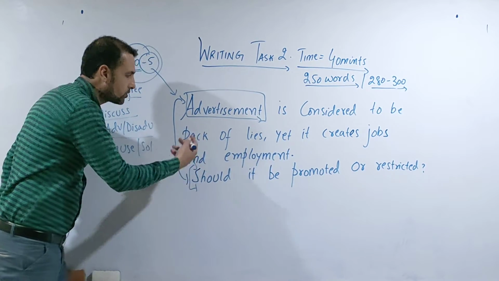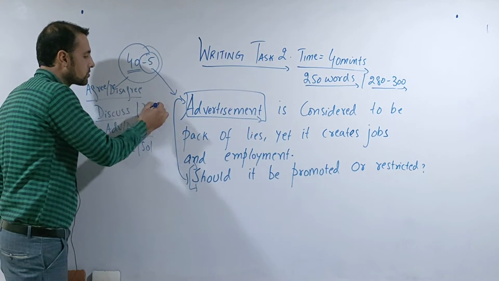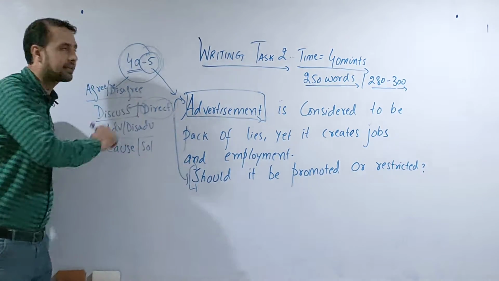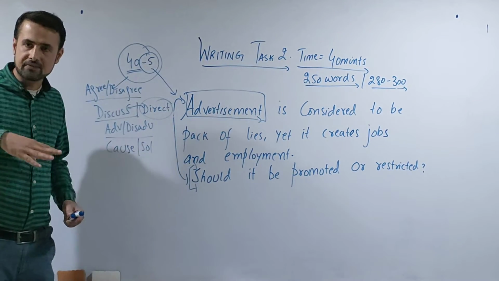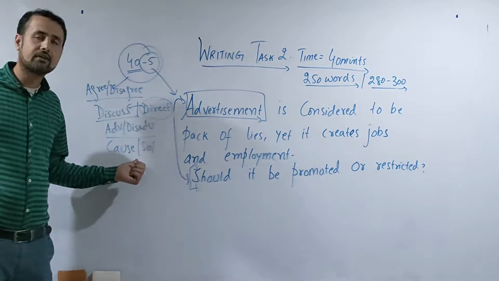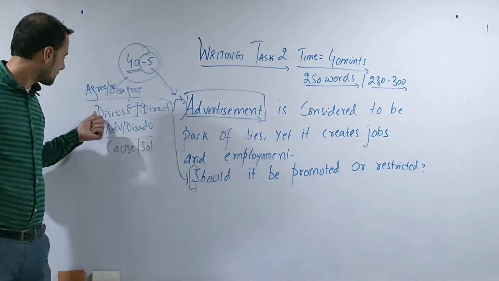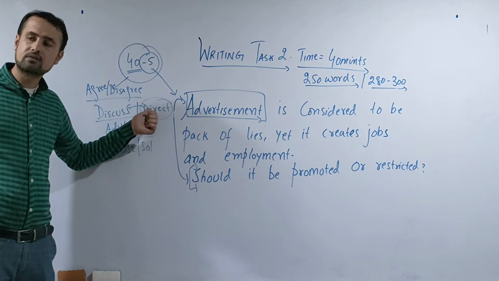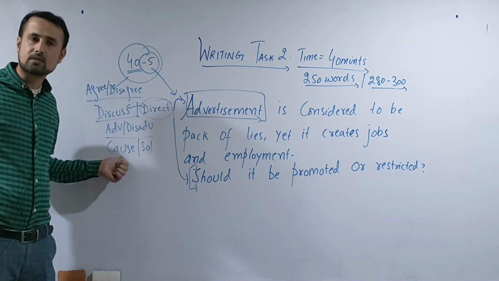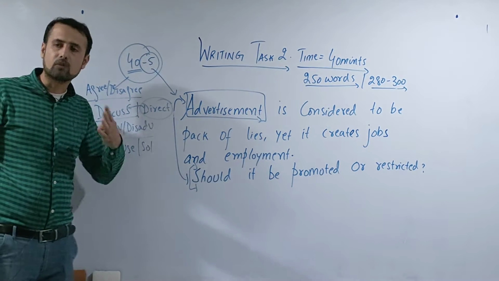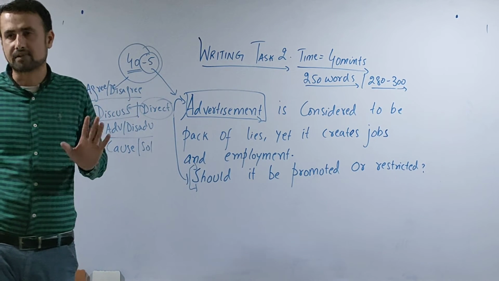Today the topic given to you, should it be promoted or restricted? This is what we call a direct question. So this also comes in the category of discussive essay. As you asked which are the different types of essays and how many there are, majorly they are 4 in number. Argumentative, what we call opinion, agree, disagree. Discussive essay, or a direct question like we have today, advantages and disadvantages, and in the end cause and solution. So these are 4 major ones, and if you count the direct question as the 5th type, then mainly we have 5 types of essays.